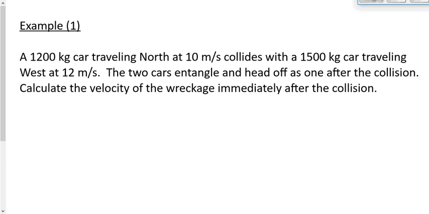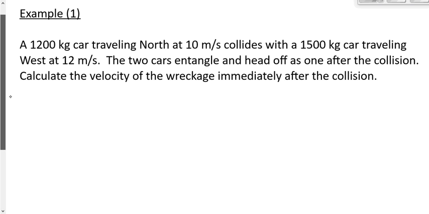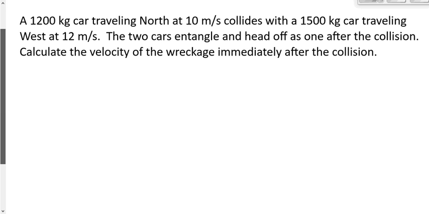Let's take a look at your first example that's on the sheet that I handed out to you a little while ago. It says a 1,200 kilogram car traveling north at 10 collides with a 1,500 kilogram car traveling west at 12. The two cars entangle. We know what this means, right? We've seen this before. They head off as one. What's the velocity of the wreckage immediately after the collision?